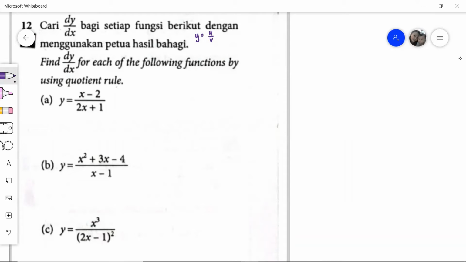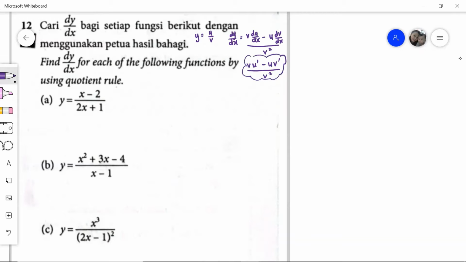To find the differentiation, dy/dx, always differentiate the u first. So stay v, do u, minus, this time, stay u, do v, and then over v squared. Or in short, just write (v u' minus u v') over v squared. So just use this.